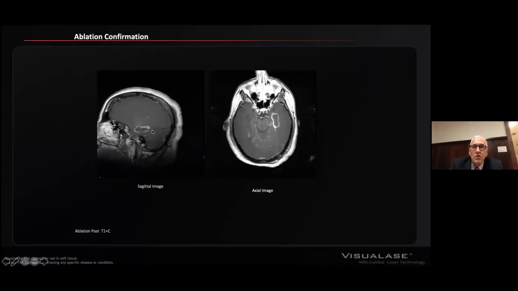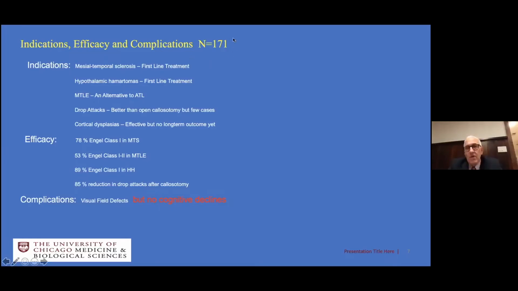And this just shows you the ablation confirmation again in another scan. So this is the first 171 patients where we have long-term outcome data. Anybody who tells you data from 6 months after surgery, that's quite interesting, but fairly useless, because it's the long-term outcome data. After 1 year, you can really make a prognostic statement whether the patient will remain seizure-free or not. So for mesial temporal sclerosis, it's our first-line treatment. We don't do any open resections for that anymore.